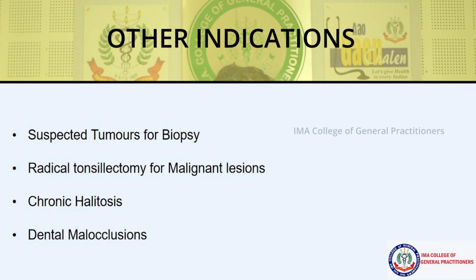Other indications include biopsy purposes in case of suspected tumors, because the tonsil can be the site of squamous cell carcinomas and lymphoma in different age groups. So for diagnostic purposes, we may do tonsillectomy as part of the diagnostic workup. And in proven malignancies, we may do radical tonsillectomy. That is, we are not just removing the tonsil, we are also removing the adjacent muscles as well, and that procedure is called radical tonsillectomy.